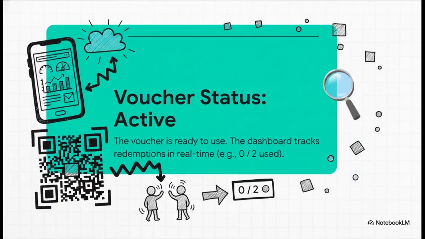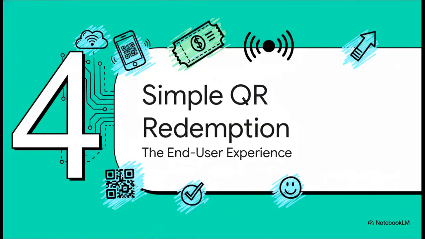So what does active mean? It's simple. The voucher is live and ready for someone to scan. And what's really useful is that the dashboard tracks redemptions in real time. You can see right there it says 0 of 2 used, so you always know exactly where you stand. So we've covered how to create and manage these vouchers. But what about the person on the other end? You know, the one actually using it. Let's flip the script for a second and see just how easy it is for them.